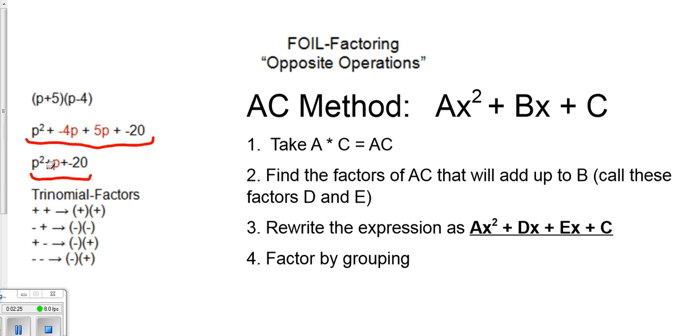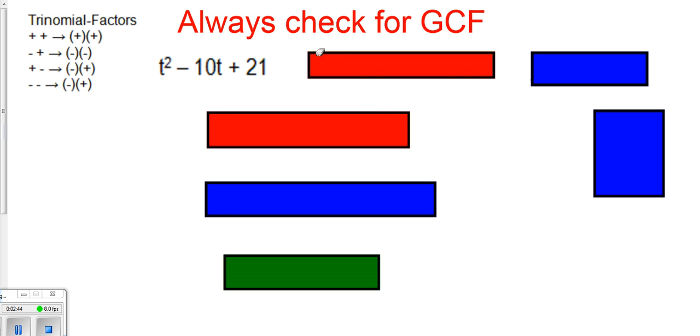So just like over here where this was 1p and 1 came from negative 4 plus 5, those two added up to 1, and those two, negative 4 and positive 5, also multiplied to this negative 20. Okay, so that's where everything comes from, and we'll see how it works as we work through a couple of these examples. So for our first example, again, we always check for the greatest common factor first.